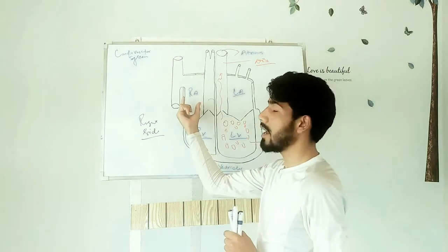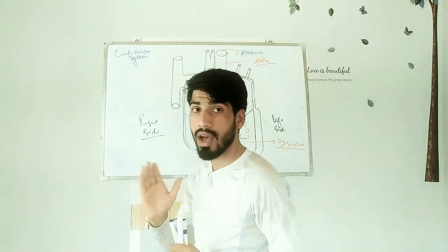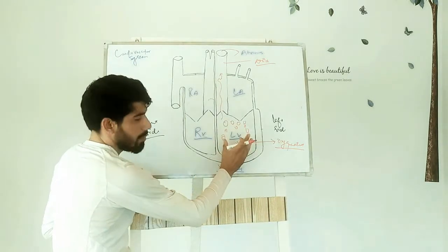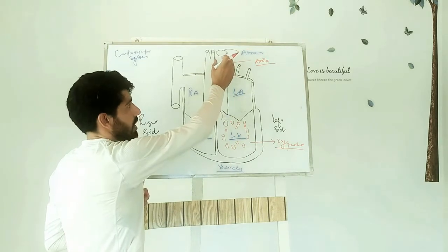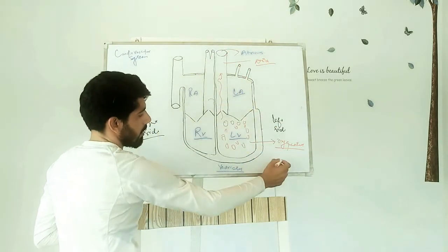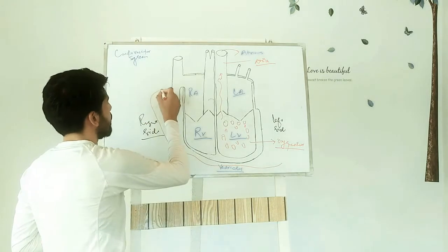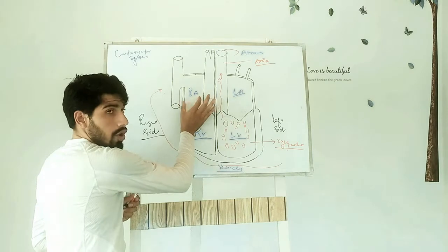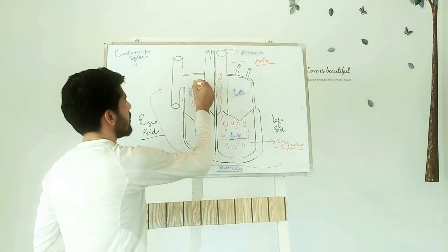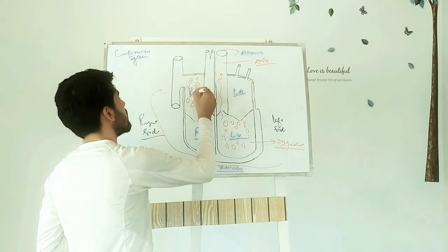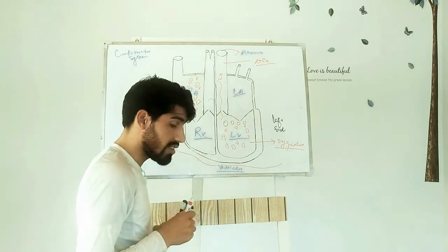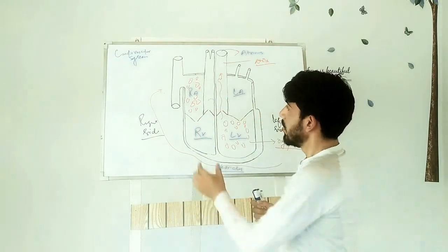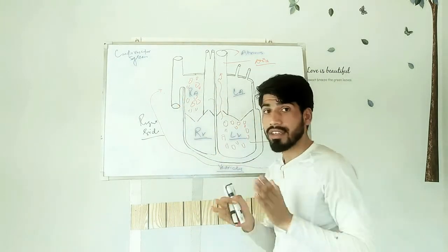The blood comes back to the right side of the heart. It comes back into the right atrium. But the blood is now deoxygenated, meaning the blood is not rich in oxygen. In the right atrium, the blood is deoxygenated.